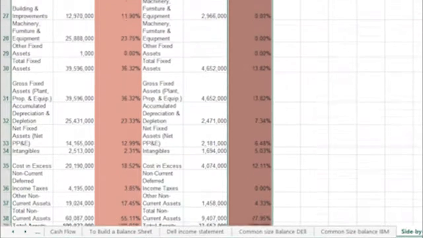Okay? Are there any questions about these things as you go through them? Write them down. Send an email. Identify where your gaps are so that we can address them. We're going to move on to a common sizing of the income statement and a common sizing of a side-by-side income statement between IBM and Dell next.